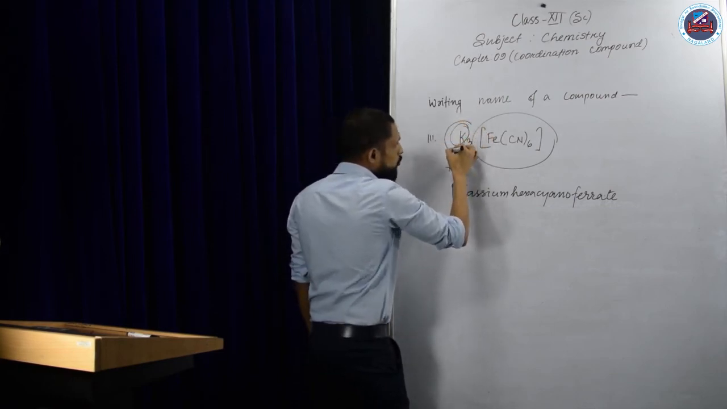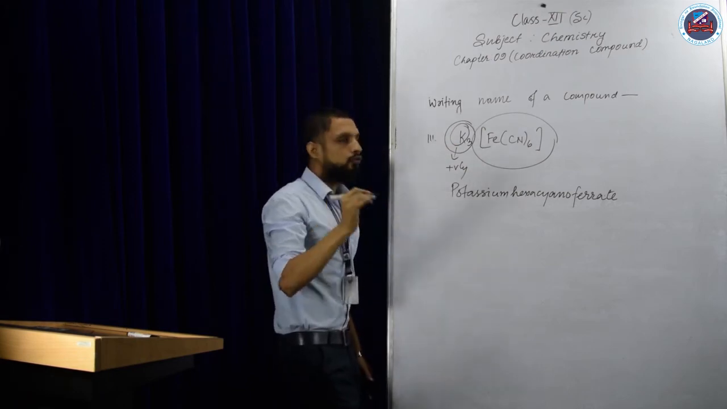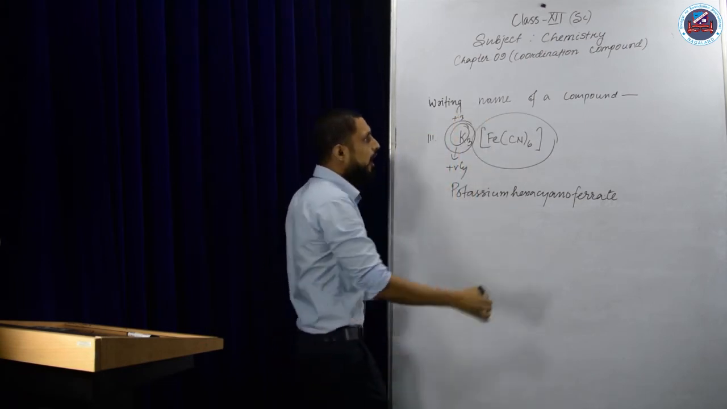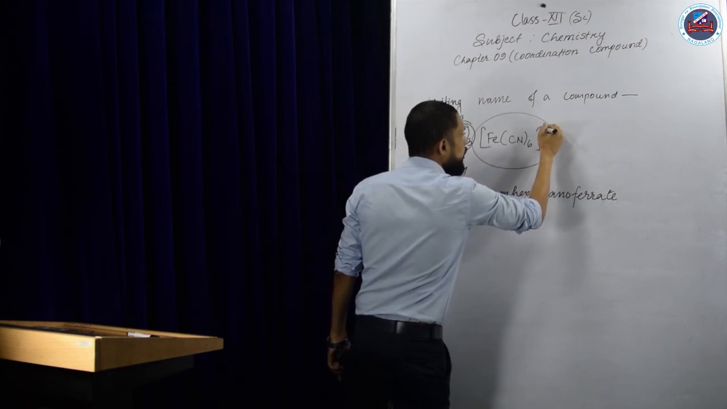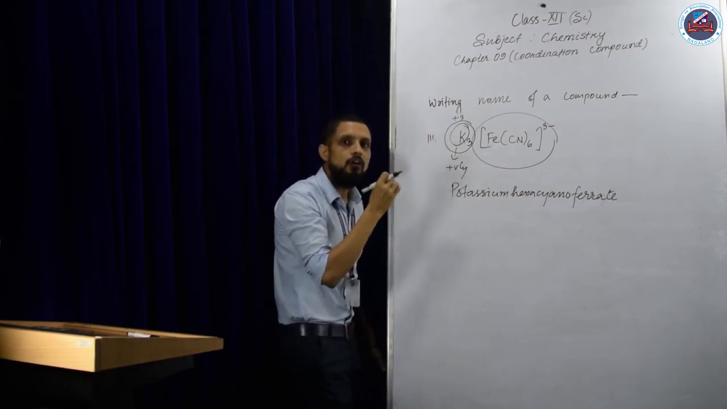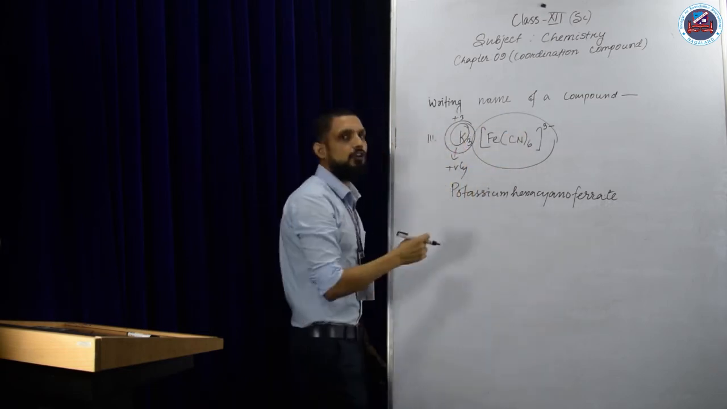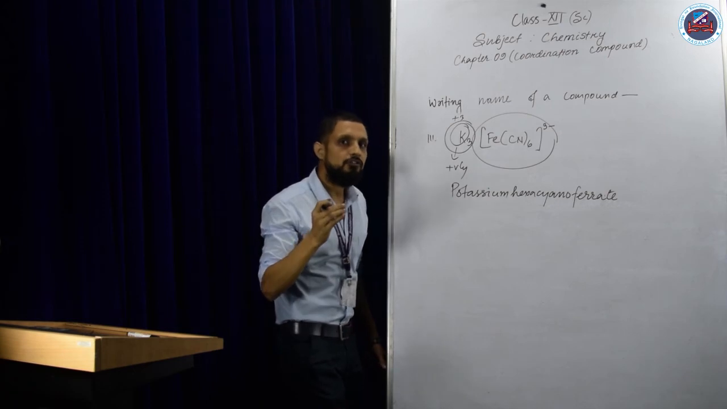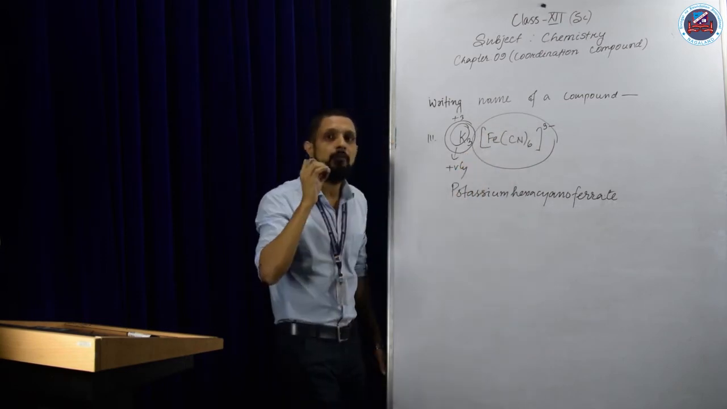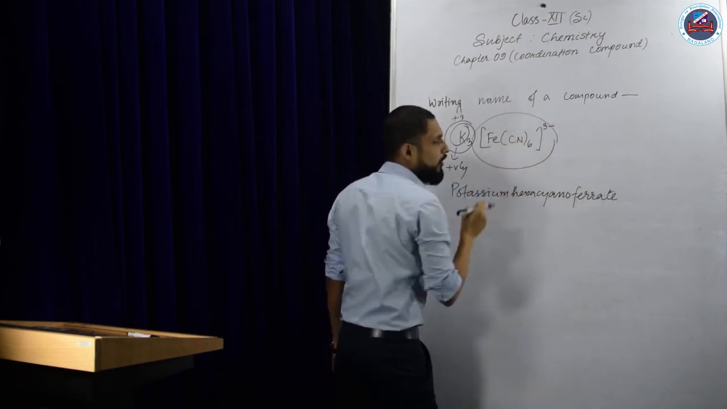After that, you calculate the oxidation number. Now, K3. Each potassium will have 1 positive, so 3 potassium will carry 3 positive. So the charge on the coordination entity will be 3 negative. Remember, if the total charge of the counter ion is 3 positive, charge on coordination entity will be 3 negative. If the total charge of the counter ion is 2 negative, charge on the coordination entity will be 2 positive.